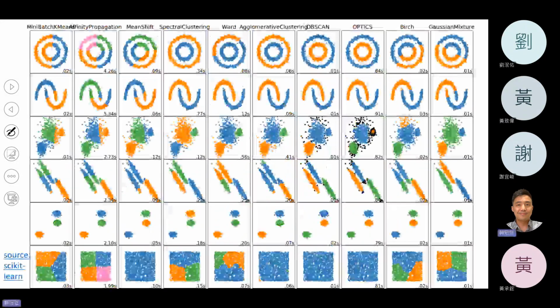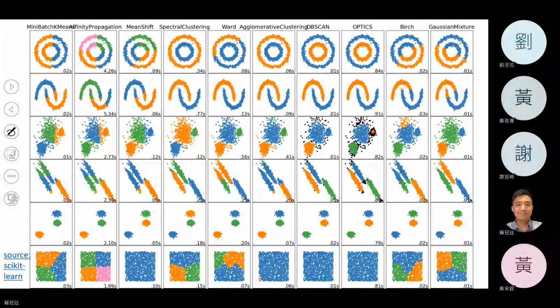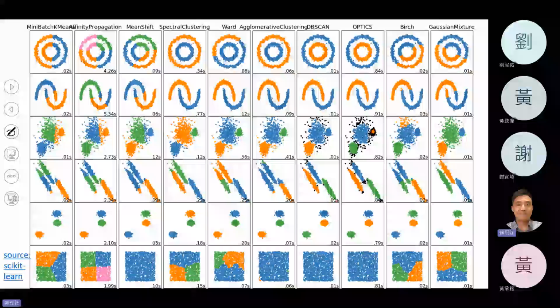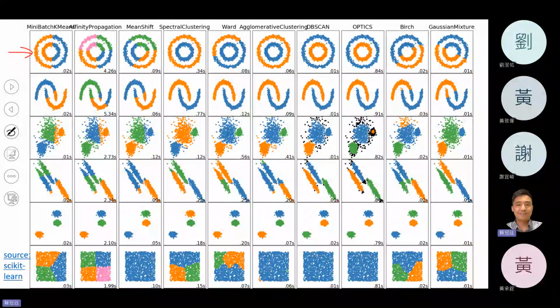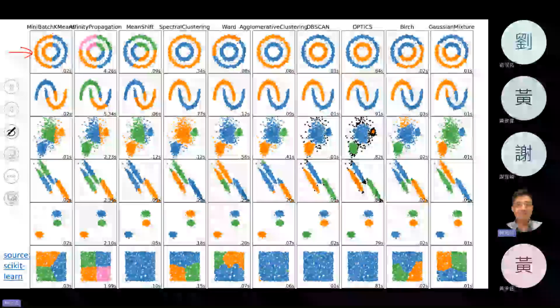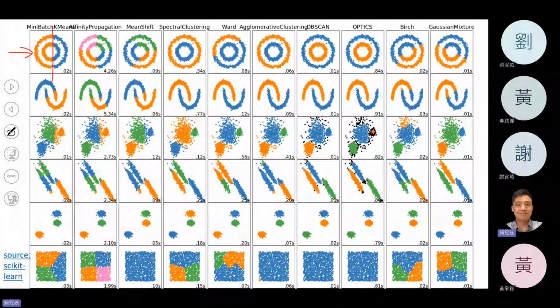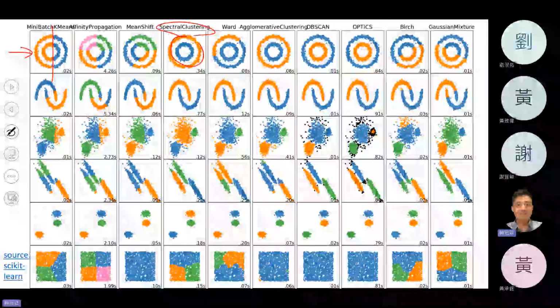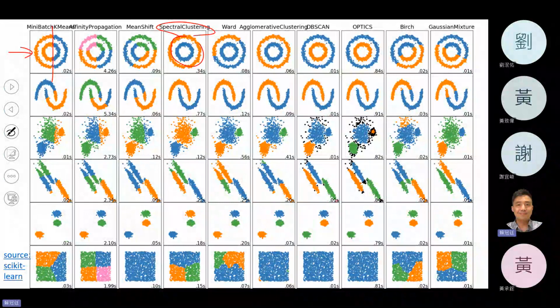So there are many different kinds of algorithms, and here's an example from scikit. For each row, they have a different distribution of the data set. You can see the two circles, and K-means will split the circles. However, spectral clustering will successfully separate the data. From this picture, you can see how different clustering methods work on different distributions. K-means works best for this kind of distribution, right?